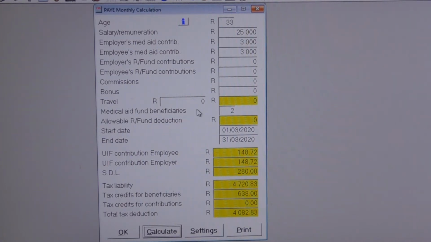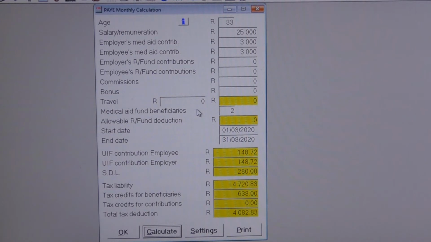If we then say that the employer and the employee each contribute 3,000 Rand a month to the taxpayer's medical aid fund, and the employee has two beneficiaries, themselves and their spouse, what happens is that the 3,000 Rand employer's contribution is treated as a fringe benefit and is taxable in the hands of the employee. The taxpayer or employee's contributions are not taxable. The employee is thus taxed on 25,000 Rand plus the 3,000 Rand fringe benefit.